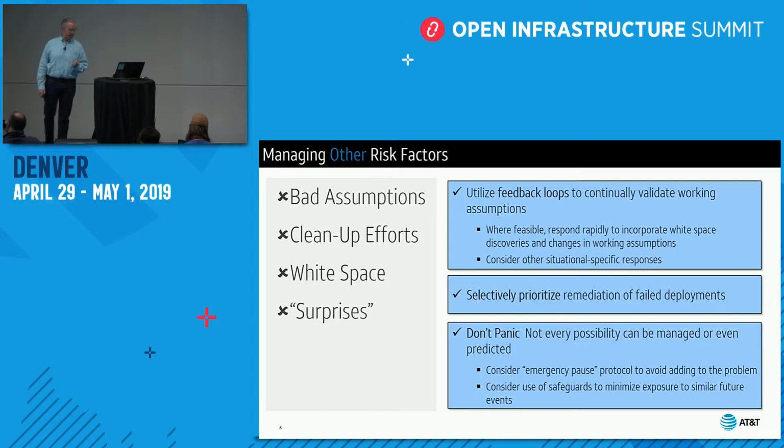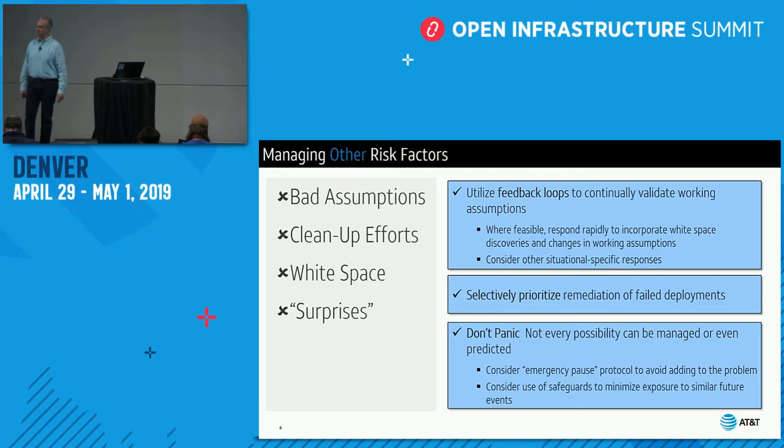And then in the case of surprises, don't panic. Not every possibility can be managed. Not every possibility can even be predicted. You may consider an emergency pause, a timeout of a week. You may institute a protocol to say, hey, look, when these kinds of things happen, the unexpected happens, we all get together, we call a timeout, everything stops, goes on pause, and then we run through a checklist to make sure that we're not going to add to the problem, slow things down, or destroy value.